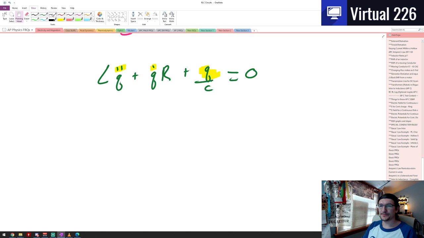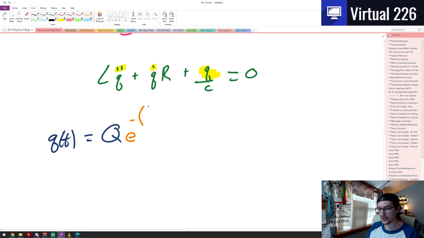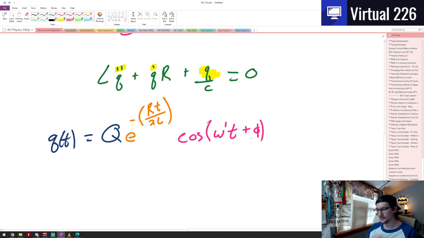If you are solving it, what you will get as an answer here is that Q of t, the charge on the capacitor as a function of time, is equal to the maximum amount of charge the capacitor could ever have times, and then here's your exponential decay, e to the negative RT over 2L. And then we multiply this by cosine of omega prime t plus phi, where this omega prime is actually equal to something else.